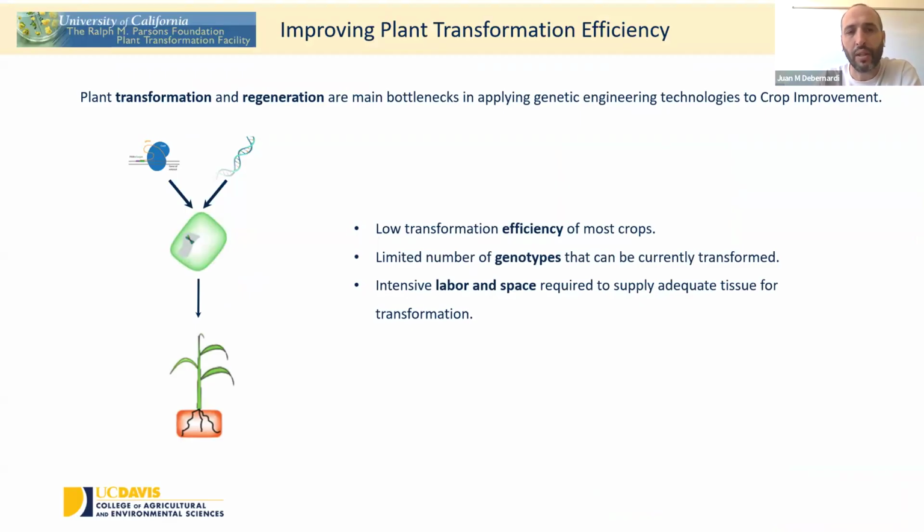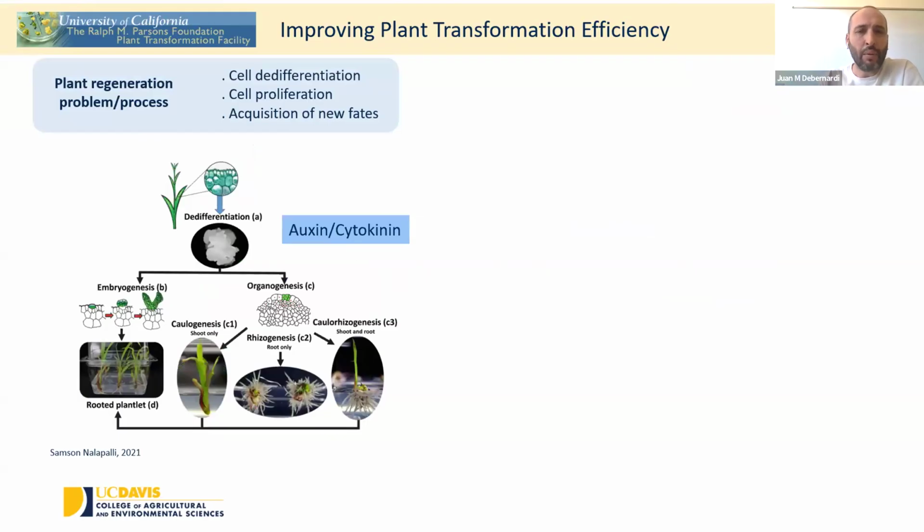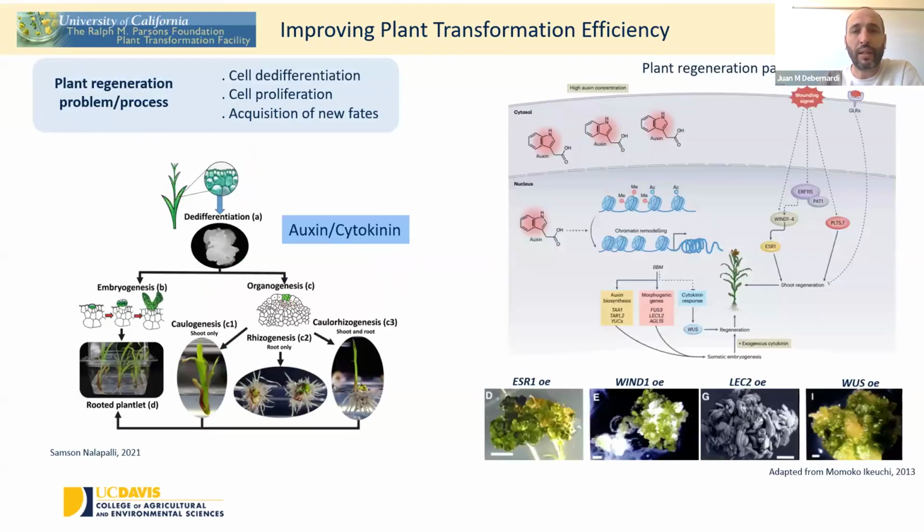transformation and regeneration are an important bottleneck, and there are 3 things that affect that. One is the efficiency. Most crops and protocols have low efficiency. Only a few genotypes can be transformed, and also labor and space is a problem. So I will go fast here because I think the previous introductions were good.